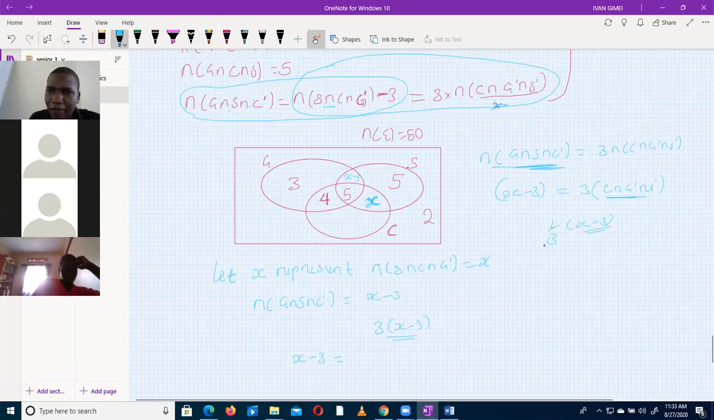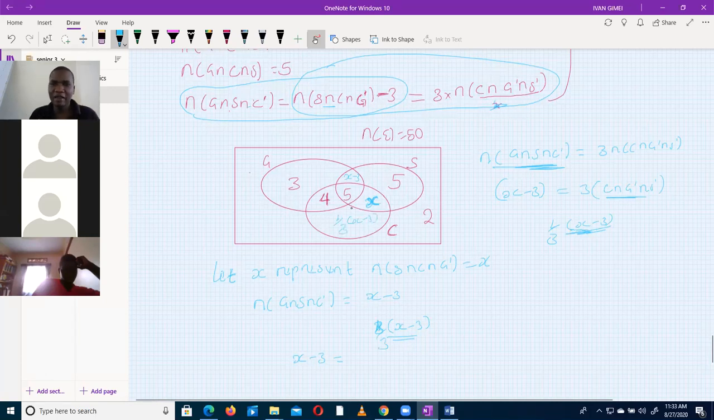Yes, I will get it. Yeah, that's how it's supposed to be. You just use this relationship here. So it's not the same as this, it is 1 out of 3, like that. So that means that here I have 1 out of 3 into X minus 3, like that.